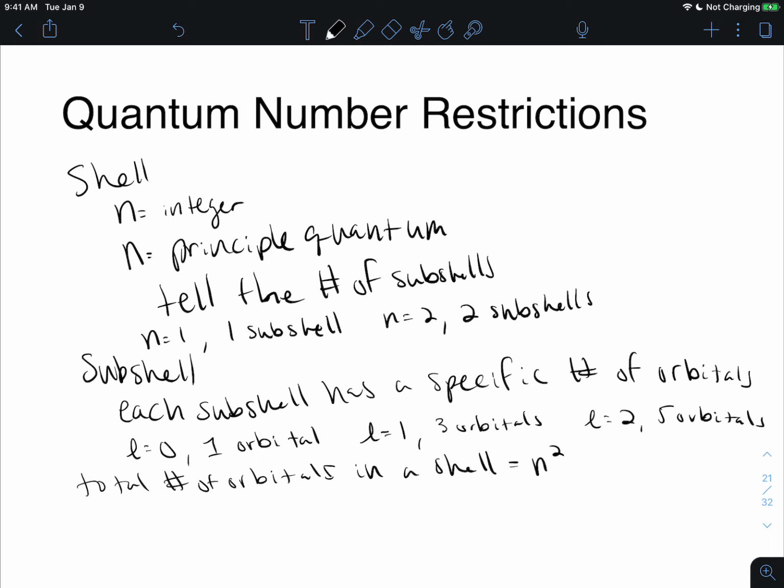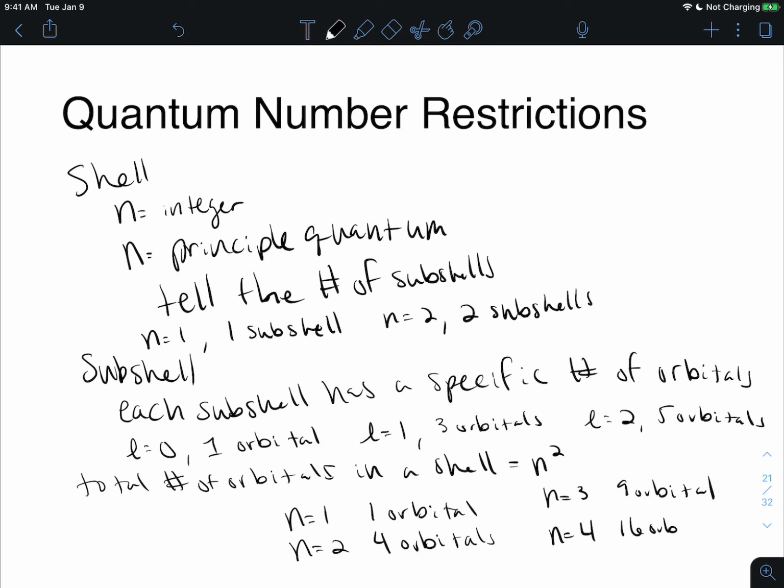So whatever n value we have, we can figure out how many orbitals are within that n value by just squaring that. So n equals 1, we have 1 orbital. N equals 2, that's 2 squared, that's 4 orbitals. N equals 3, 3 squared is 9 orbitals. N equals 4, 4 squared is 16 orbitals. Okay, so on and so forth.